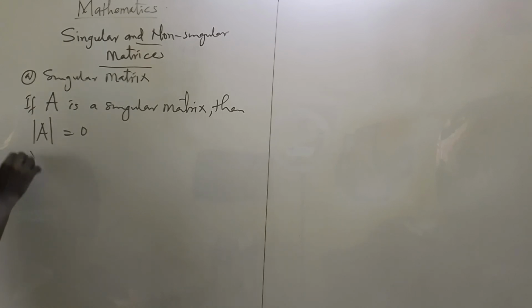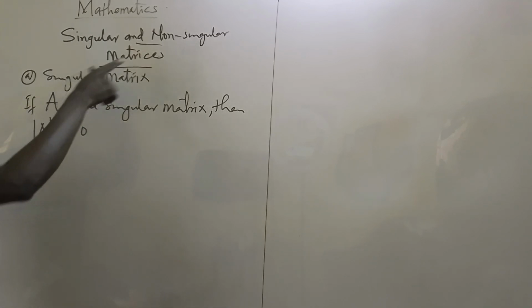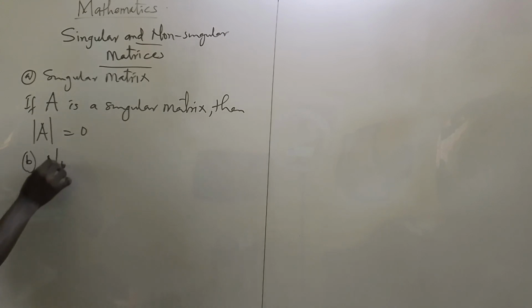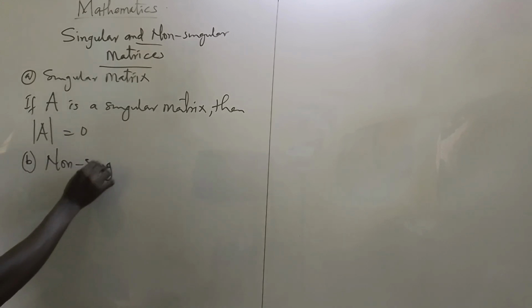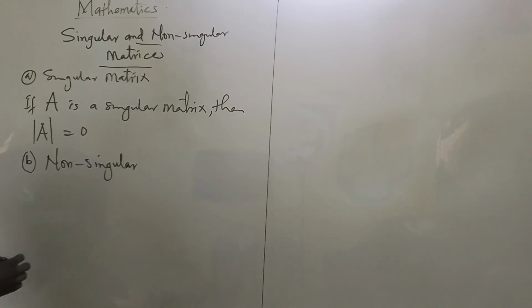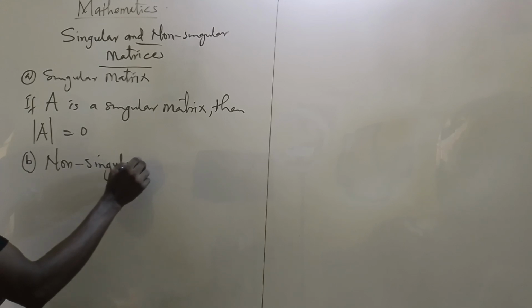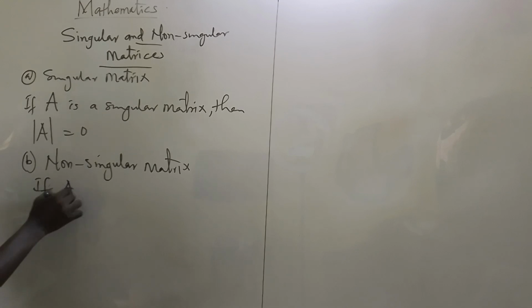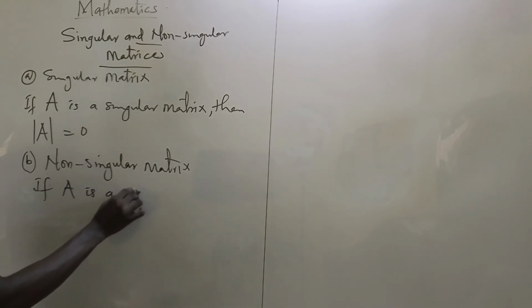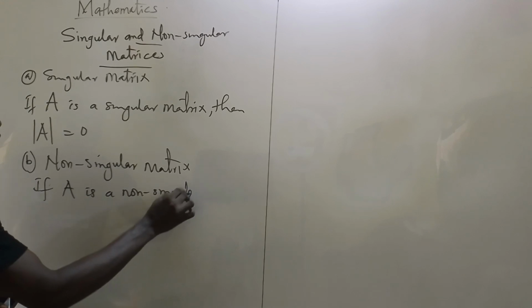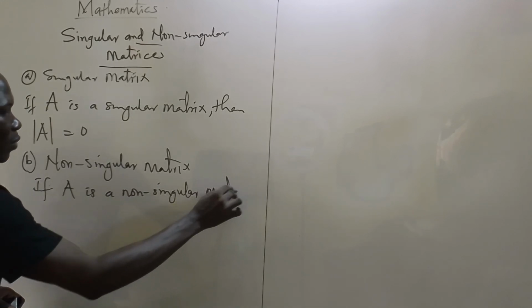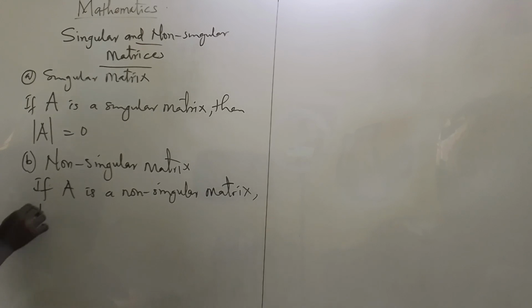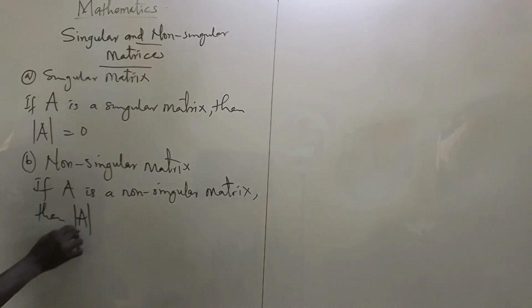Now, the opposite of being singular is non-singular. Non-singular in this case means the determinant of such a matrix is not 0. So if matrix A is a non-singular matrix, then the determinant of matrix A is not equal to 0.